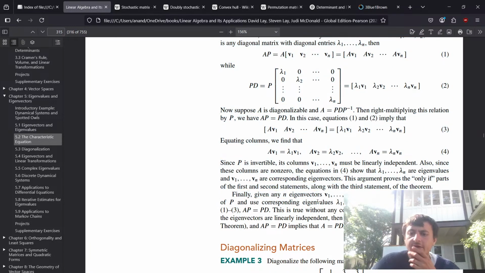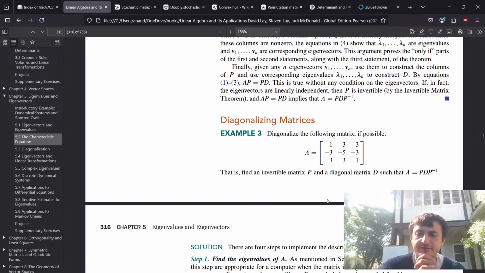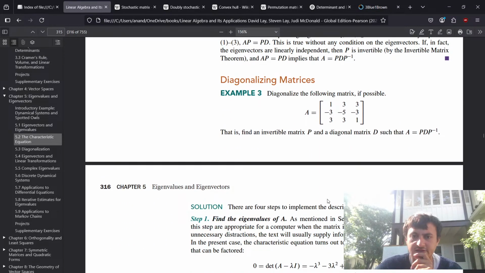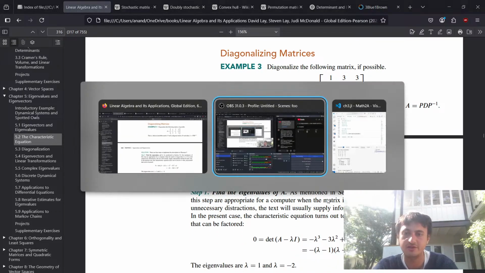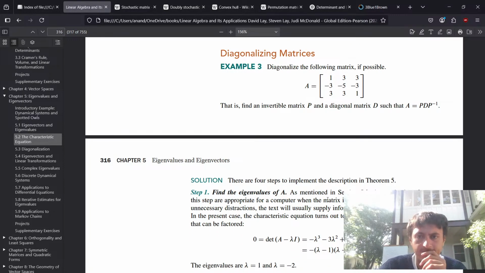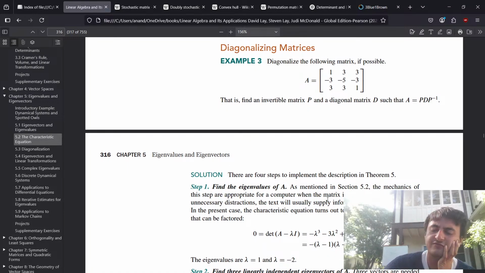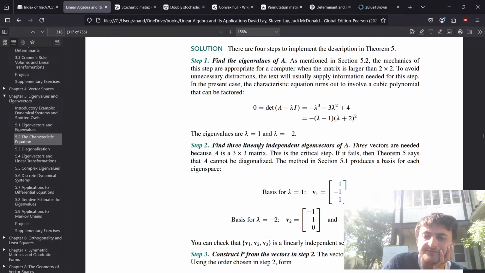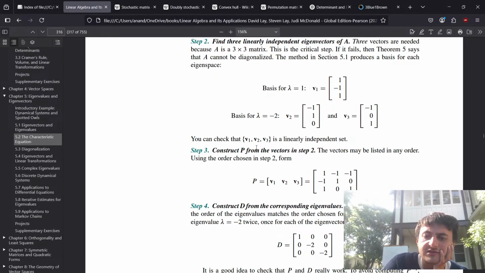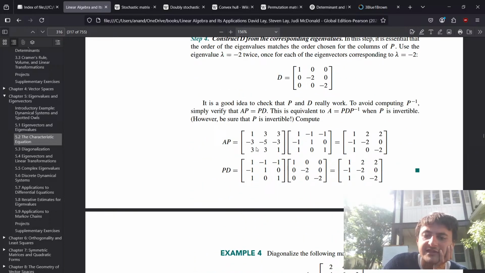Finally, given n eigenvectors, use them to construct the columns of P. Okay, so we get this. All right, so diagonalizing. So how do you actually find the P? We know how to construct it. You just find the eigenvalues and the eigenvectors. There are four steps: find the eigenvalues, find the eigenvectors, make P, make D. That's so easy.